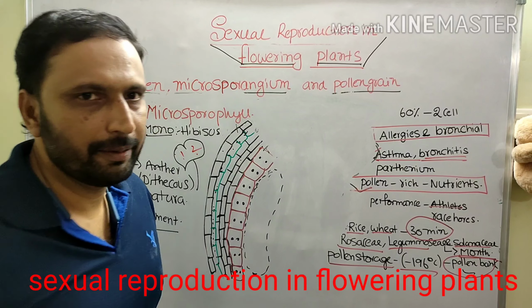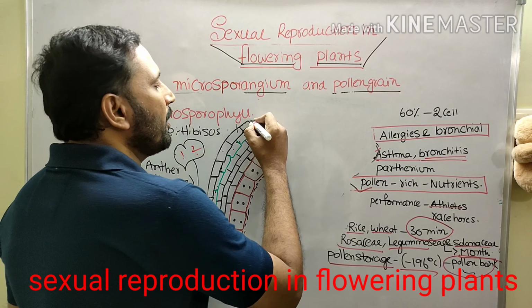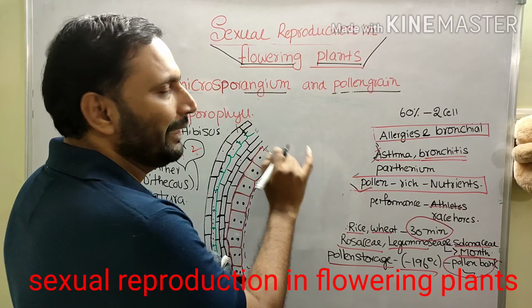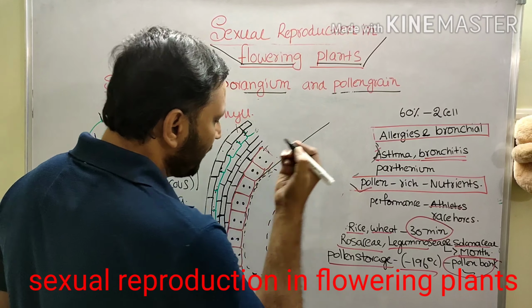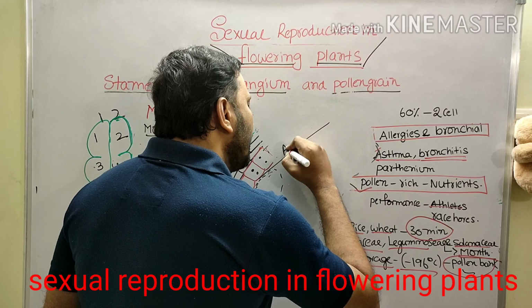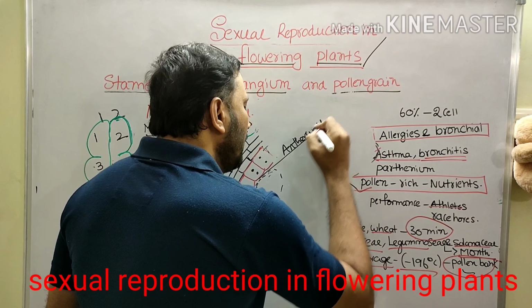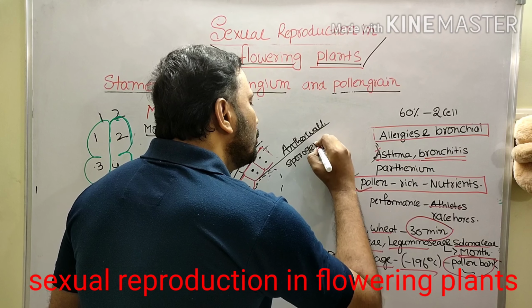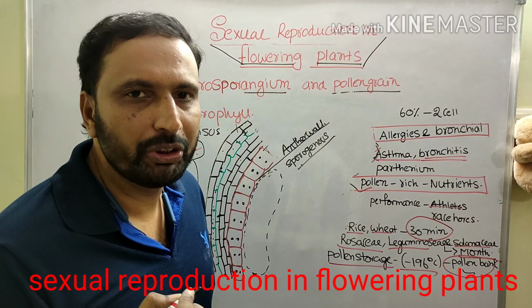Simply you can understand, in the microsporangium there are majorly two parts. Now the structure of the microsporangium. Microsporangium is the pollen sac. You just look here, two parts we can observe. The outermost part is called the anther wall. The innermost part is the sporogenous tissue.